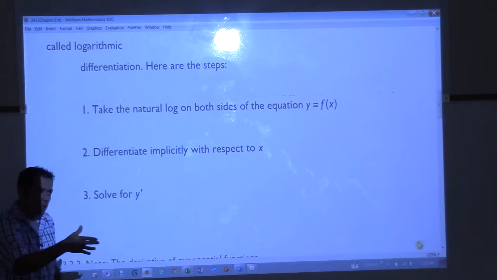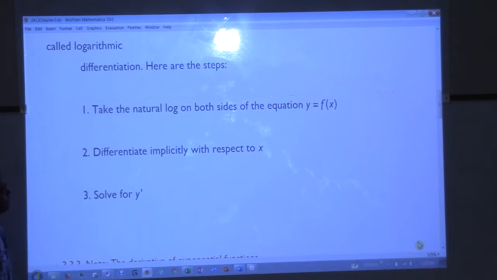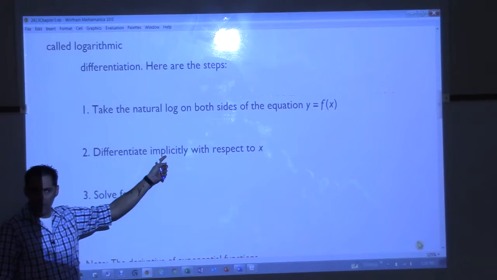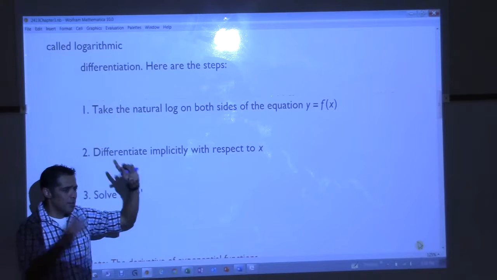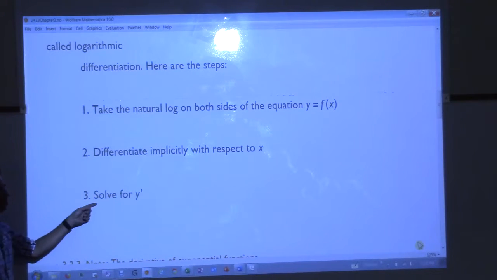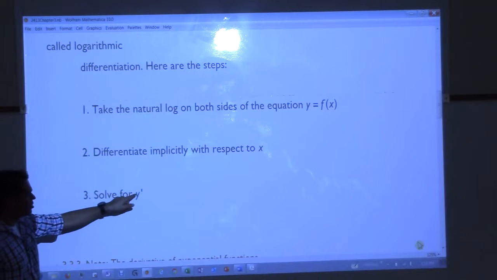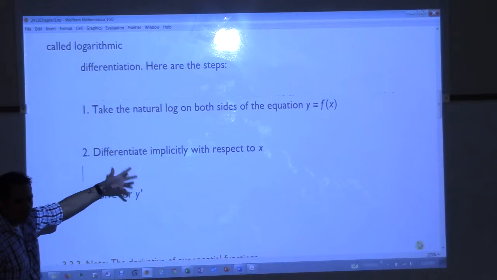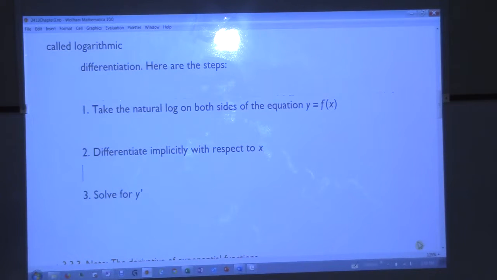And I'll kind of give you some pointers as to when we use this. But here are the steps. Once you've identified this is what you're supposed to do, here's what we'll do. First, we take the natural log on both sides of the equation. After we take the natural log on both sides of the equation, we differentiate implicitly. So that's implicit differentiation. We've done this before. We're going to do that with respect to x on both sides of the equation. And then after we're done, we'll solve for y prime, which to us was always dy dx. So if you want to put there dy dx instead, you can. And that's it. Those are the steps.